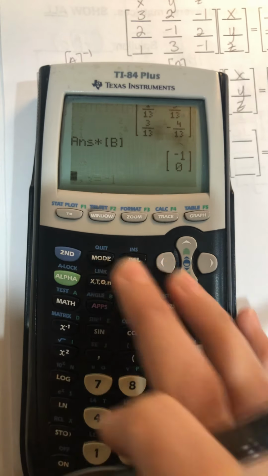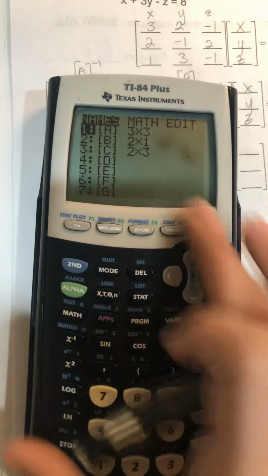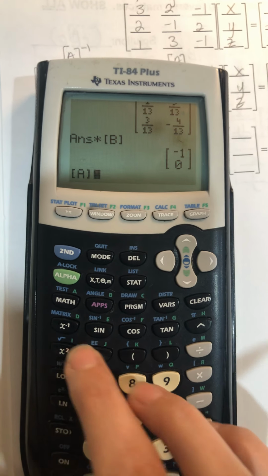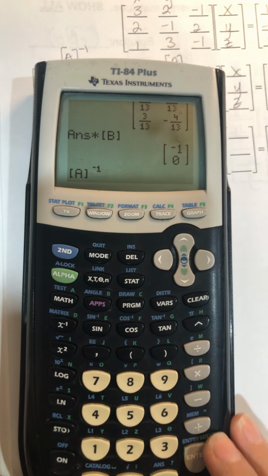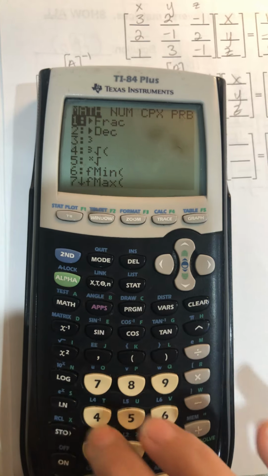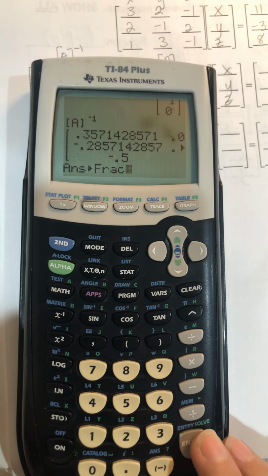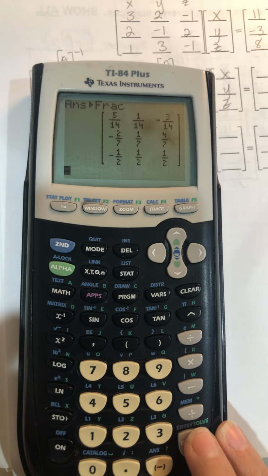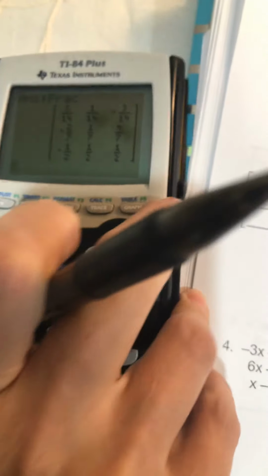Now we're going to go to second quit. We're going to go back to second matrix. And you're going to choose A. And you're going to choose the inverse sign, which is right here, X to the -1. And you're going to hit enter. Okay, so we've got decimals again. So you're going to go back to math. And you're going to hit 1 for fraction. Enter. All right.